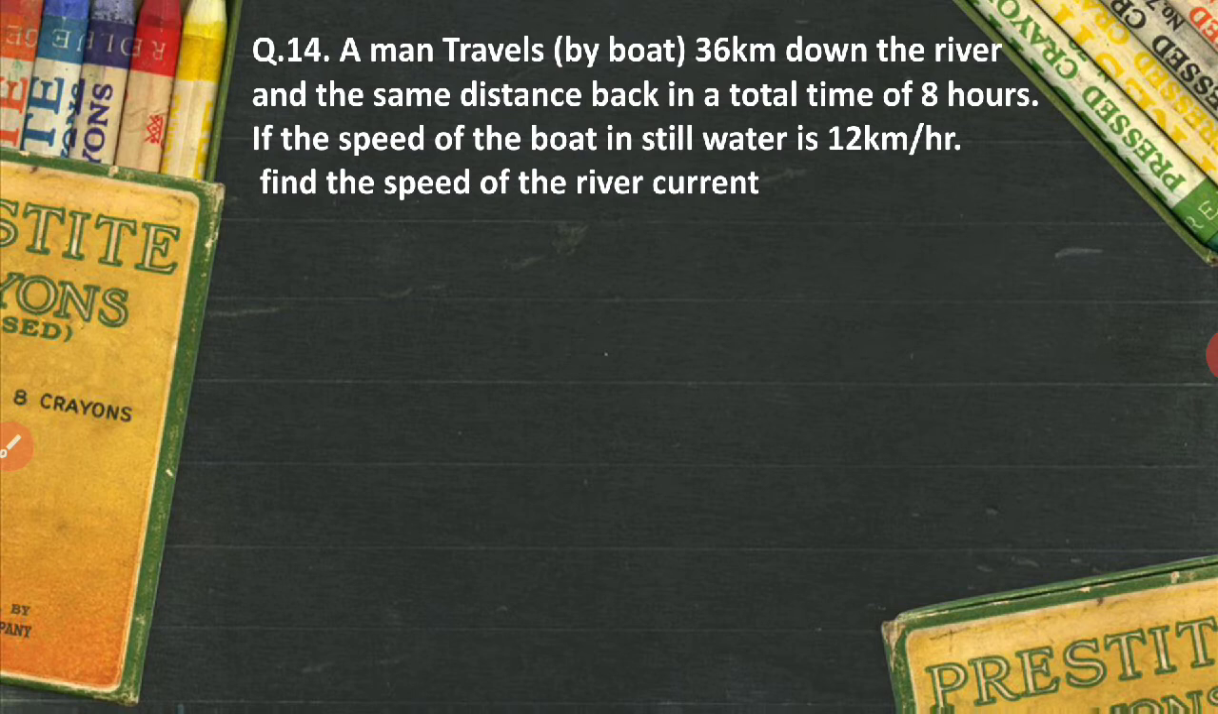Try out different problems. This is one that I've seen in most of the question papers. That's the reason I've put it up over here. It is: a man travels by boat 36 kilometers down the river and the same distance back in a total time of 8 hours. If the speed of the boat in still water is 12 kilometers per hour, find the speed of the river current.